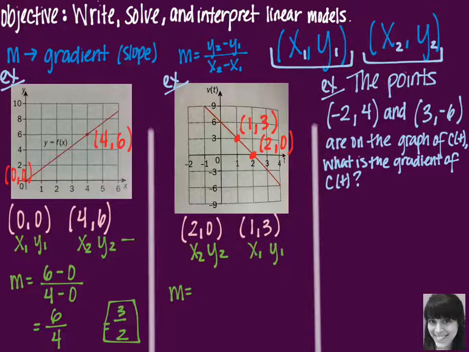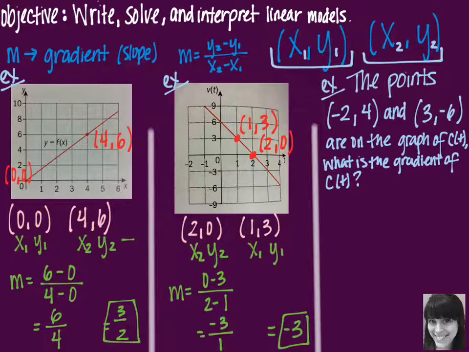So m is going to be y2 minus y1. So that's 0 minus 3. And then your x2, which is 2, minus x1, which is 1. And then I evaluate. So 0 minus 3 is negative 3. 2 minus 1 is 1. Negative 3 divided by 1 is just negative 3. That is the gradient.